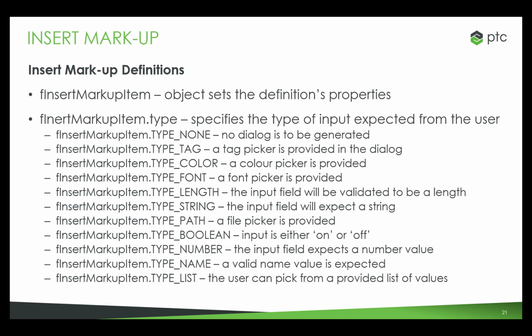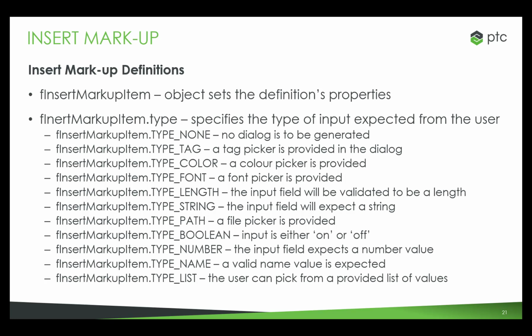This provides some validation in the dialog box which gets created. So if somebody, for example, is expecting a Boolean and somebody types in monkey, then that would not be a valid type of input into the dialog box. So the types are listed here.